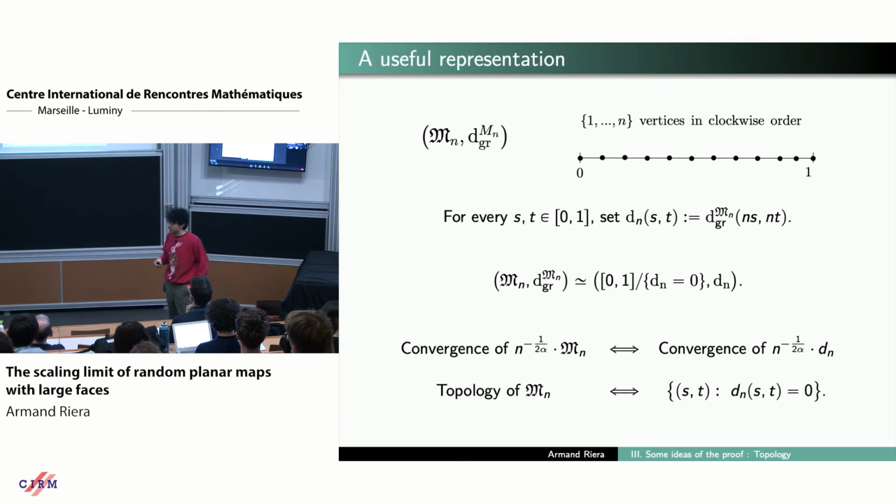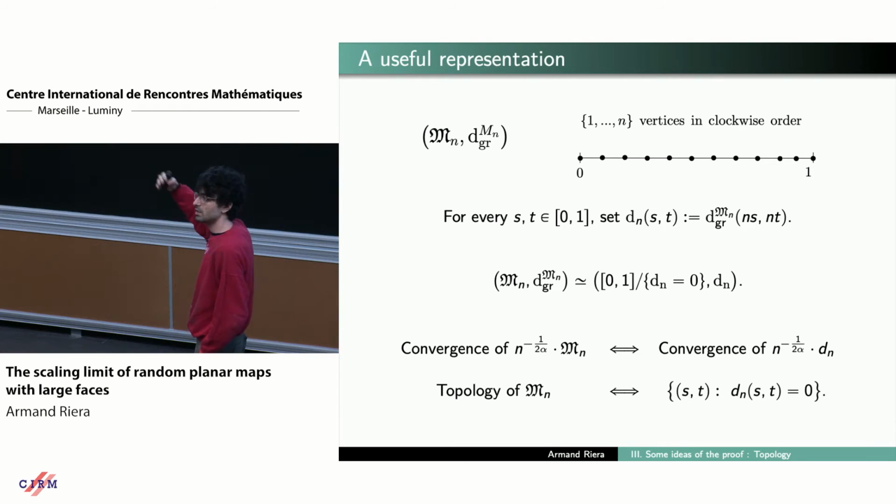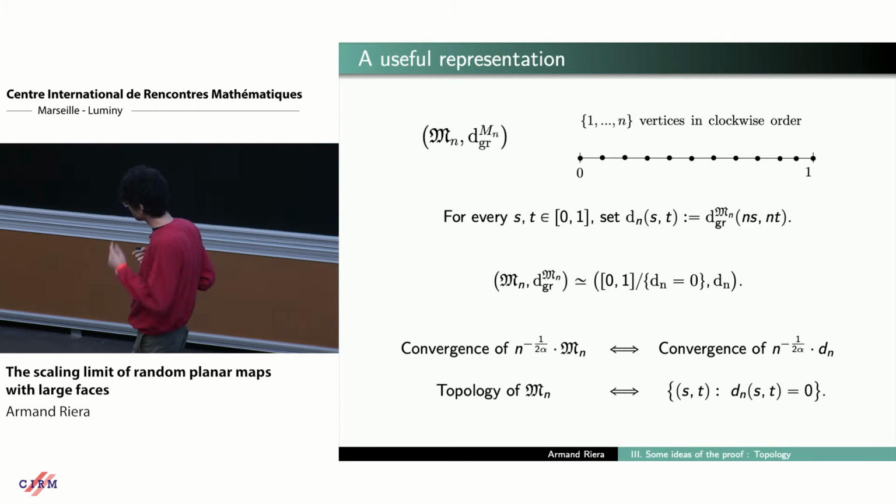And now the nice thing is that the convergence for the Gromov-Hausdorff topology of M_n can be translated in terms of this d_n, which is just a function from the unit square to the non-negative numbers. Okay, and so the convergence of M_n is just the convergence of this new distance, the rescaled distance. And to understand the topology of M_n is just to understand what points are identified by d_n, and to understand the limiting topology is just to understand where the limit distance vanishes.